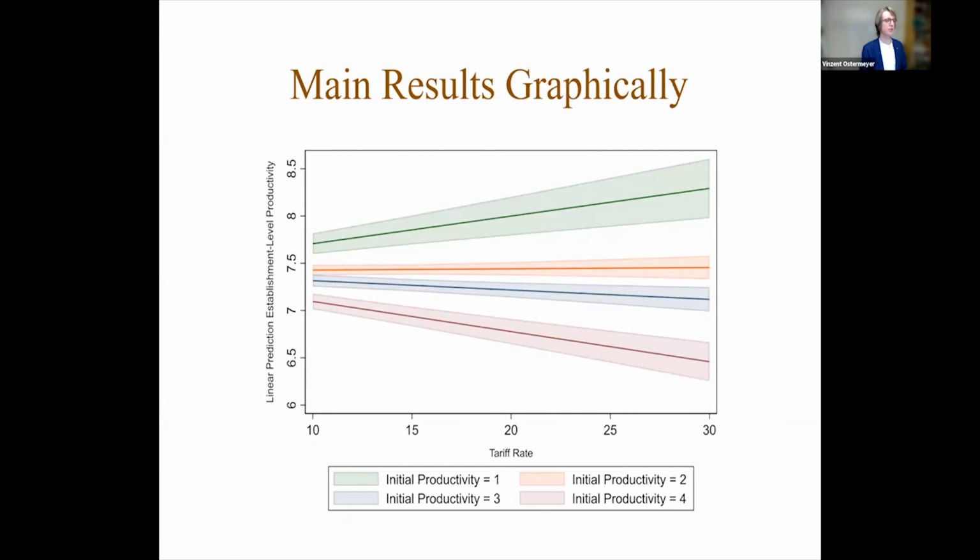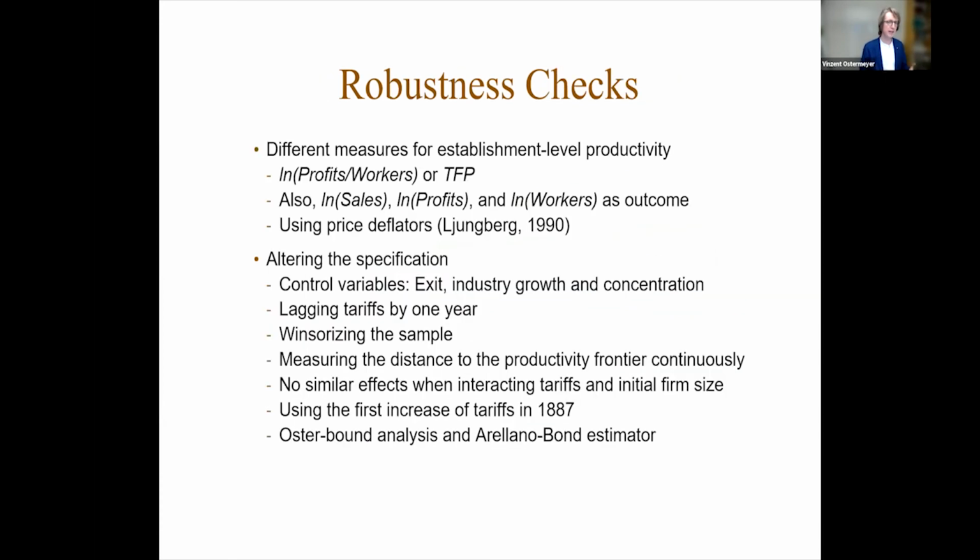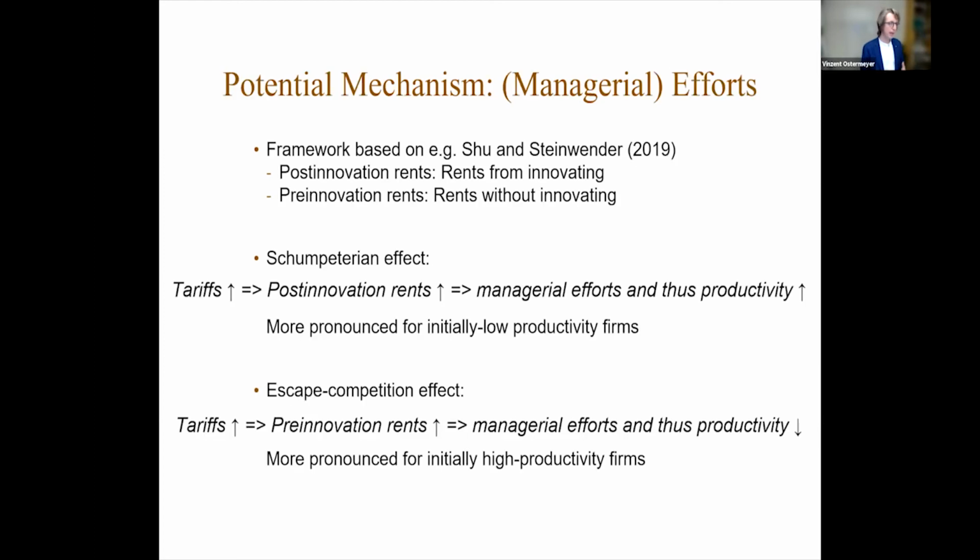So those are the results graphically, and in the paper I've done many robustness checks. I use different measures of productivity, and I also play around with different specifications and regression models. I Winsorize the sample, for example, use a continuous measure of distance to the productivity frontier, and some other econometric techniques as well, and they all provide the same results. So then in the last part of the paper, I try to explain why only initially low productivity firms benefit from tariff protection, whereas initially high productivity firms are hurt by it.